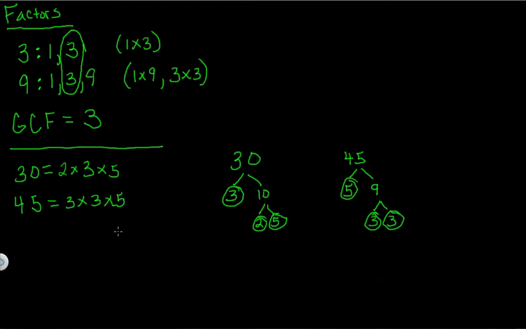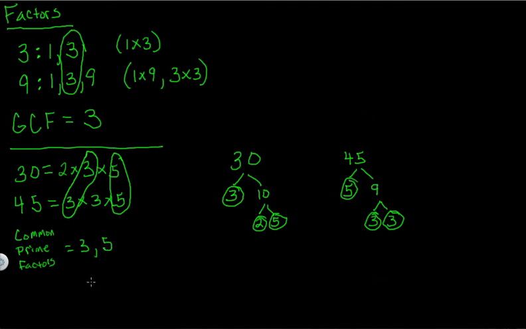All right? So if we want to find the greatest common factor between these two numbers, 30 and 45, what we're going to do is circle all of the common factors. So we can see that 3 is going to be a common factor, and 5 is going to be a common factor. So there is a pair of 3s, and there is a pair of 5s. So our common prime factors are 3 and 5.